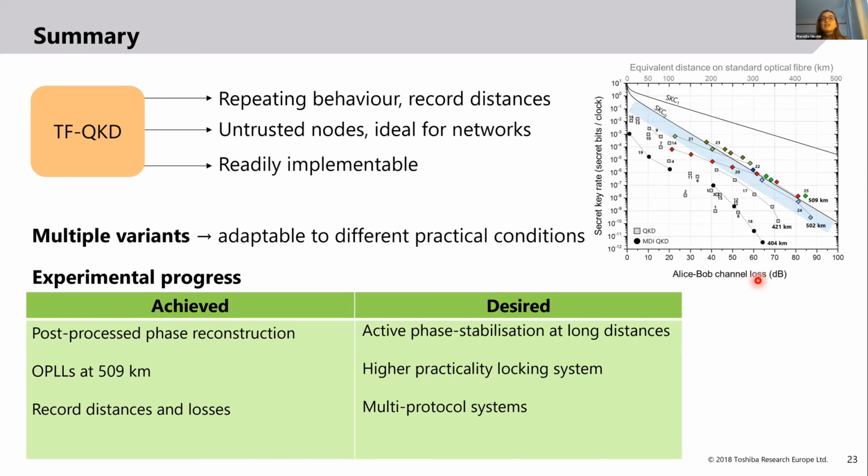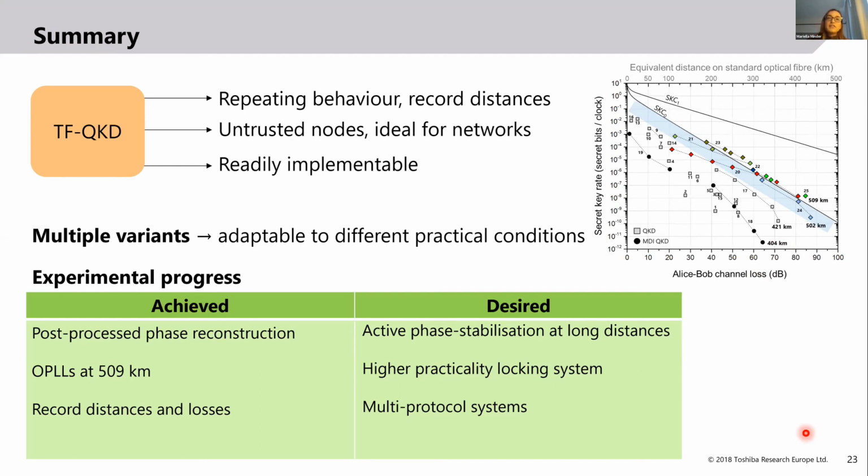And record distances and losses have been reached, as you can see from this plot right here. Now, what we would still like to see from experimental implementations of TFQKD is an active phase stabilization at long distances. The longest distance that an active stabilization has been shown is 300 kilometers. And also maybe a higher practicality in the locking system.